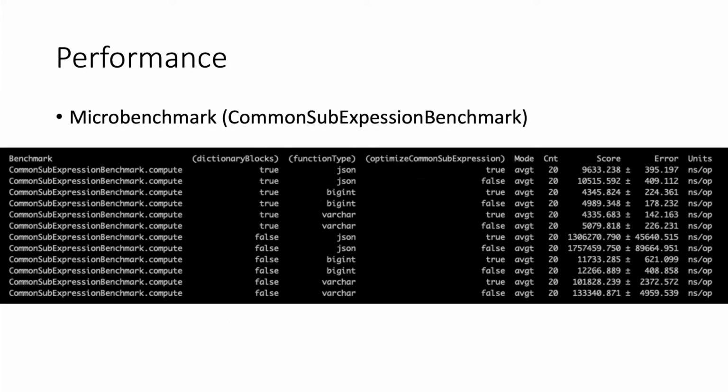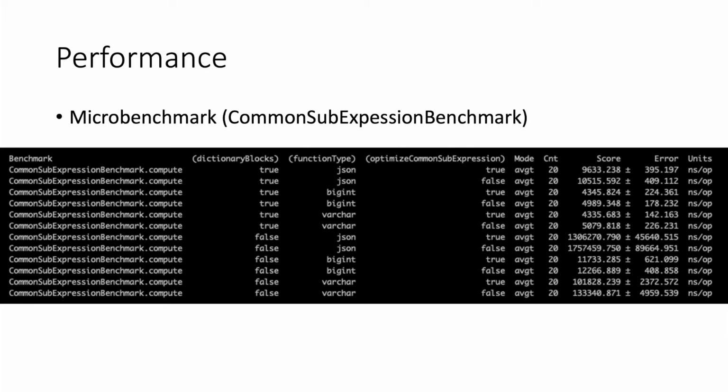So let's see some results. There is a common sub-expression benchmark, a micro benchmark that's shipped together with the code. We did some very simple benchmarking. For bigint, we did x plus y. For varchar, I think we did the varchar version of x plus y. And JSON is a very simple JSON parse with A and B as a simple key-value pair, like A1, B2.